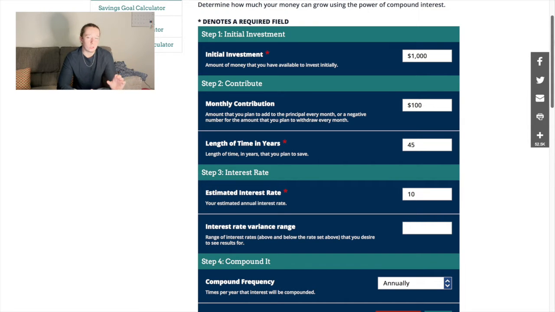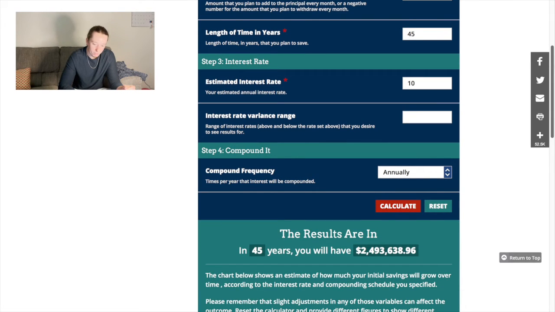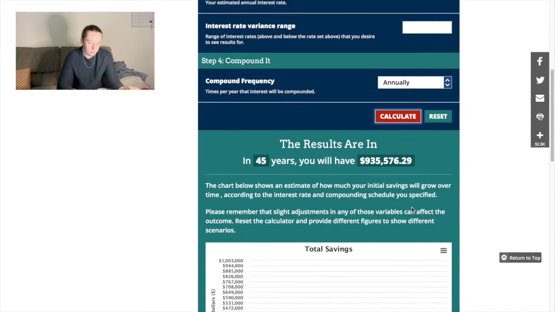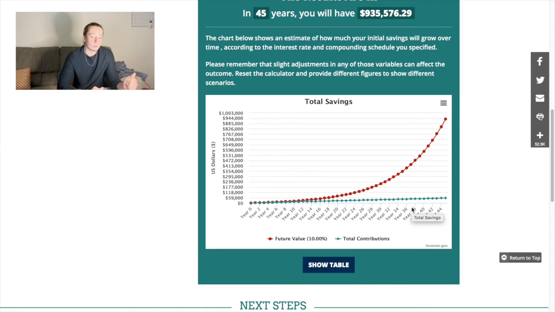We're starting off with $1,000, and we're going to be throwing in $100 every single month, and that's going to be from our income. That's our savings essentially, and we're going to compound this annually. So let's calculate this, and in 45 years we'll have $935,000. That's almost $1 million, obviously. That's pretty dang good for retirement. I mean, of course there's going to be a lot of inflation between now and 45 years from now, but let's be real, $935,000, that's nothing to bat an eye at.